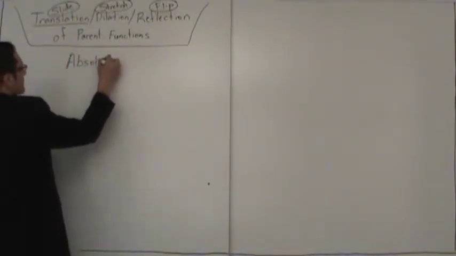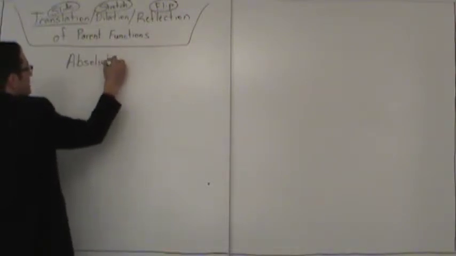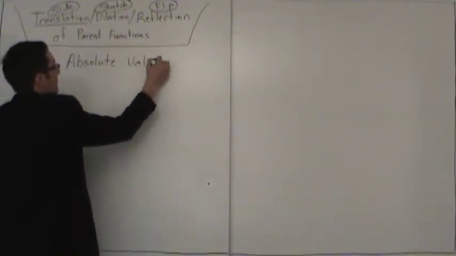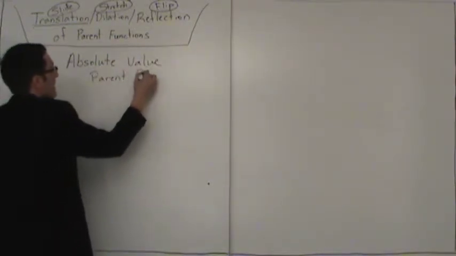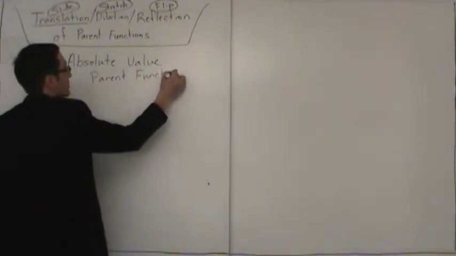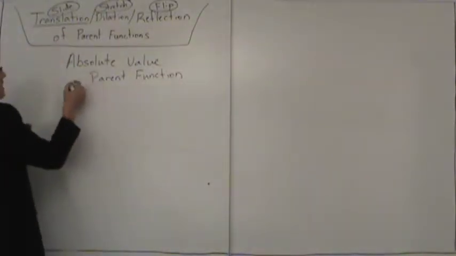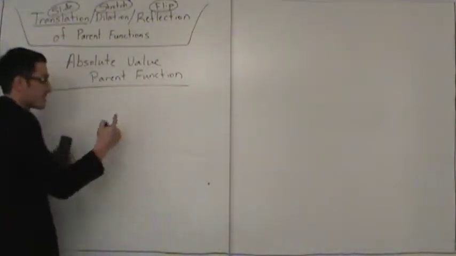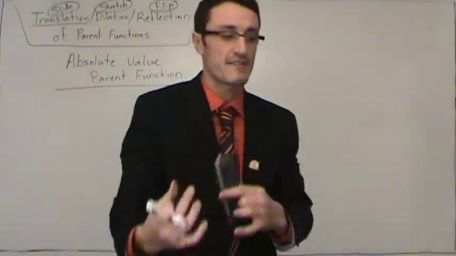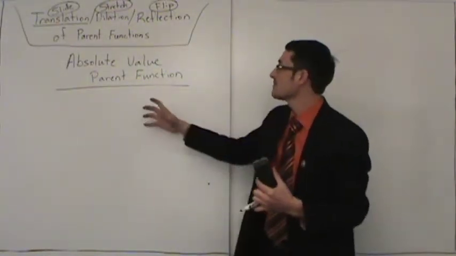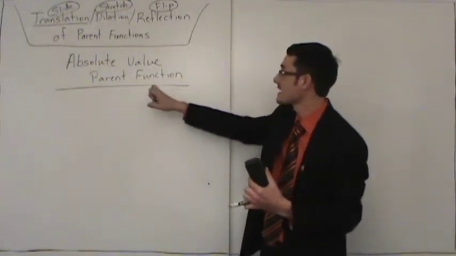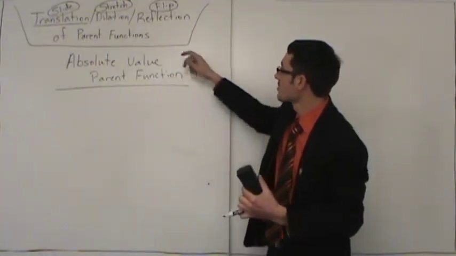Okay, so first, today, you should already have this in your notes, but we're going to get more specific: the absolute value parent function. It's the parent function of a family, and we think of all the members of this family as having the same shape and size as the parent. Okay, let's start with the equation.